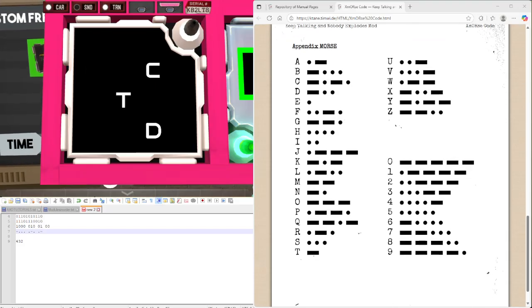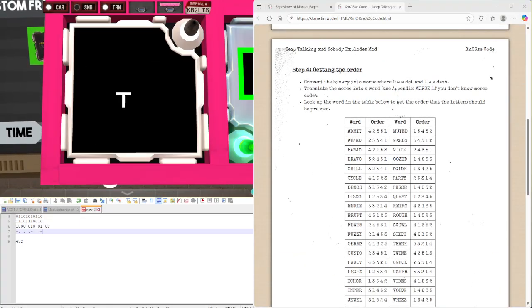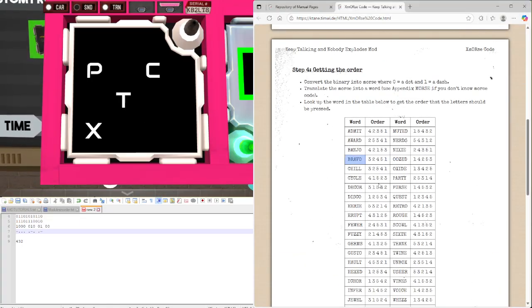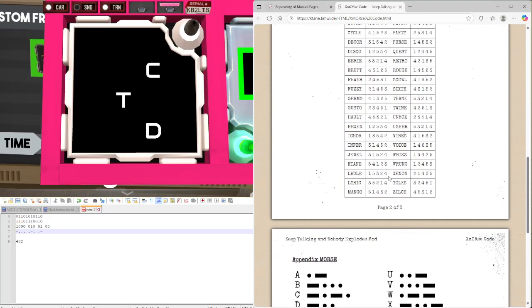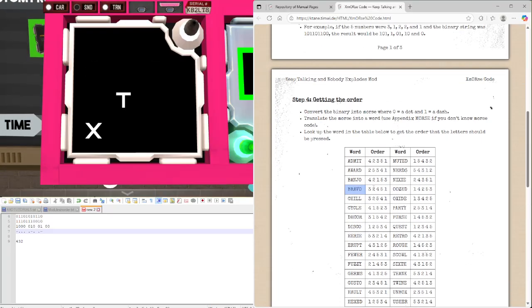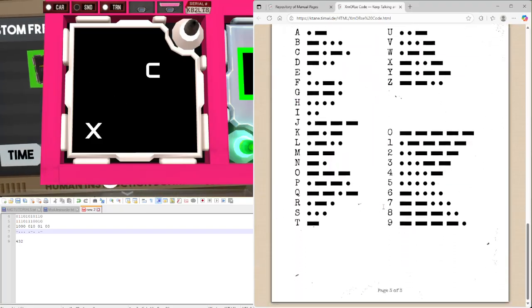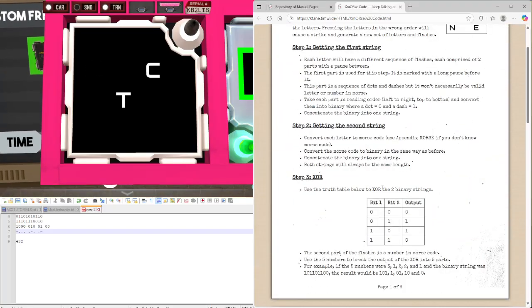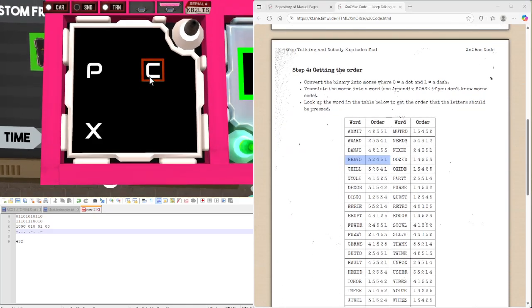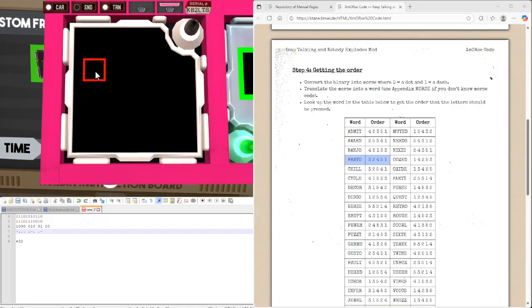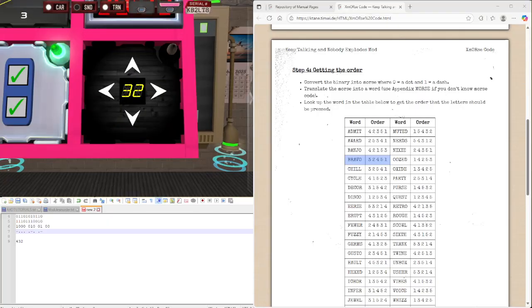B, R, A, that corresponds to D, yes probably. So these are ordered in reading order, I think. So okay.